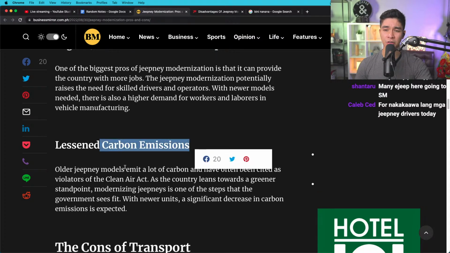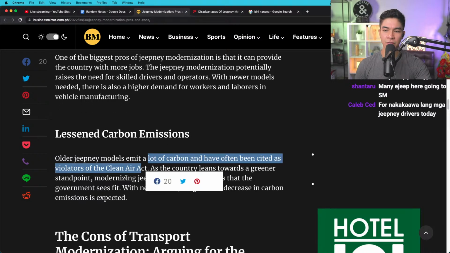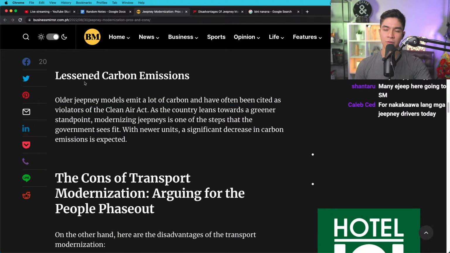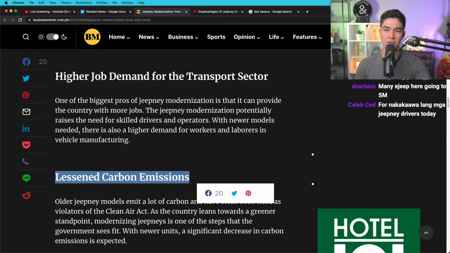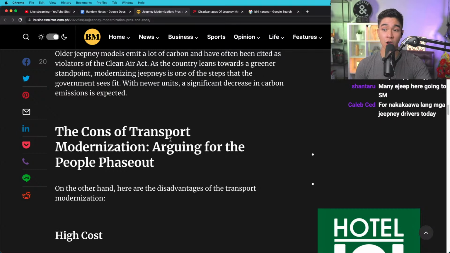Lessened carbon emissions. Older jeepney models emit a lot of carbon and have often been credited as the violators of the Clean Air Act. We all get this. Lessened carbon emissions, higher job demand. Yan ang pros, basically. Now, let's talk about the cons.